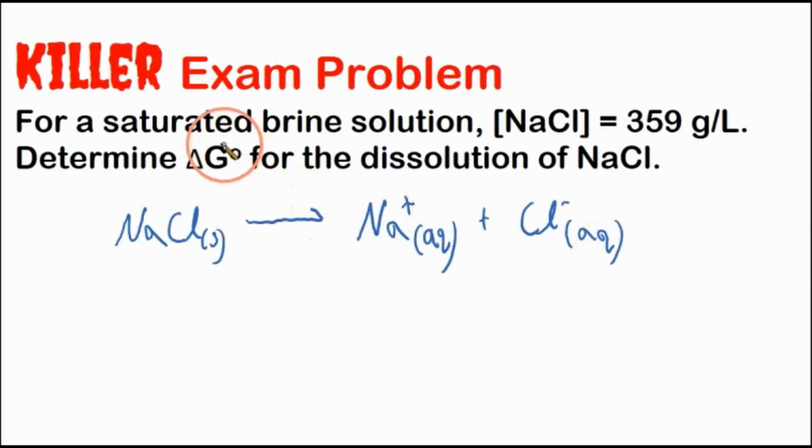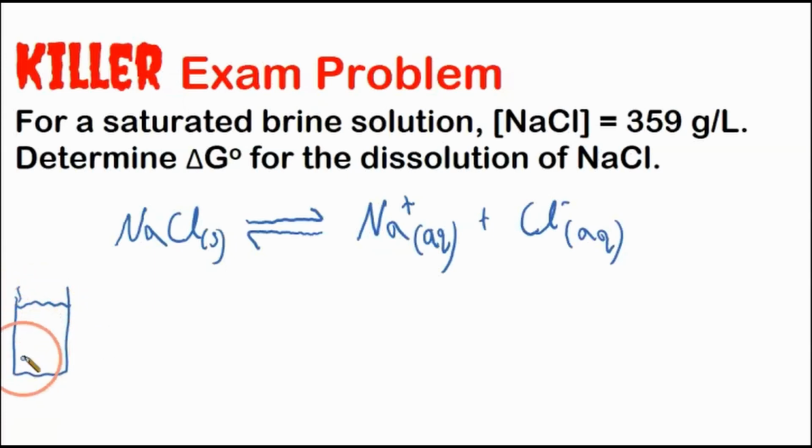Okay, now this says this is a saturated brine solution. So that means we've dissolved as much as we can, but we could dissolve more, but the solution won't allow us to. So we still have some solid in there. So this is an equilibrium reaction that we have going on. So if we think of it, what's going on?